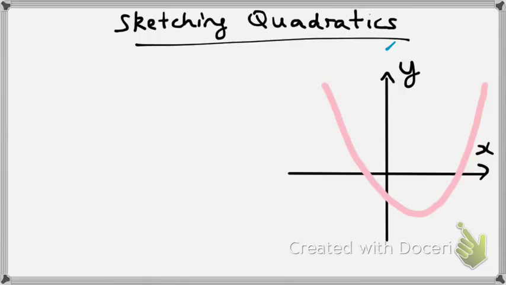The first thing we know is that it's concave up, which means that a is bigger than 0, right? Normally we'd go the other way and we say a is bigger than 0, therefore it's concave up.